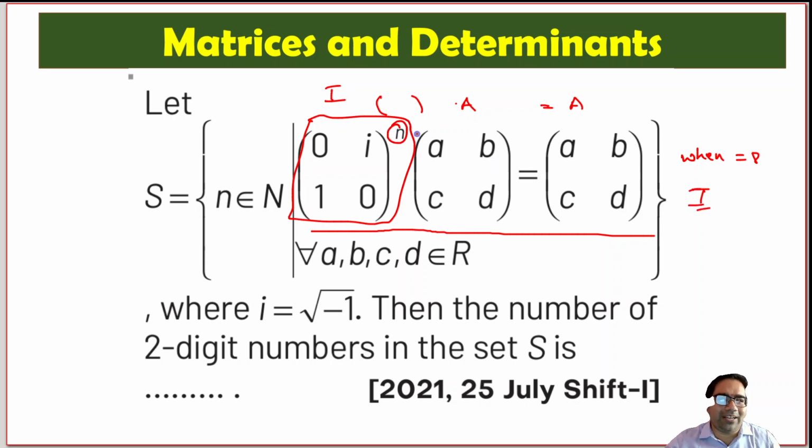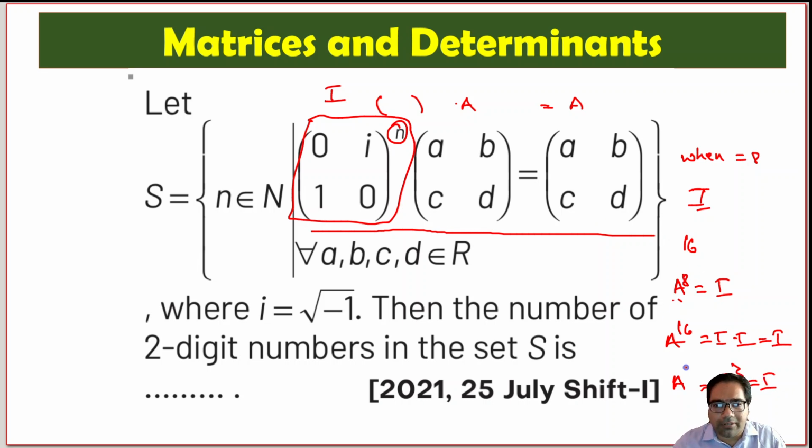What does that mean? When n is 8 or when n is 16, A power 8 is equal to I, so A power 16 is also I into I, which is again I. Or A power 24: 24 is A power 8 into A power 8 into A power 8, that is I cube, which is nothing but I. So all powers that are multiples of 8, for example A power 8, 16, 24, 32, etc., up to 96, all of these will become the identity matrix.